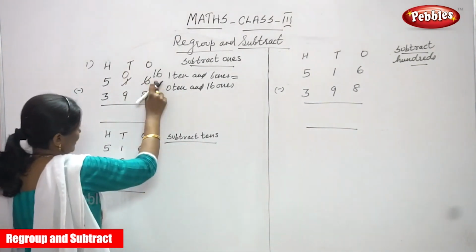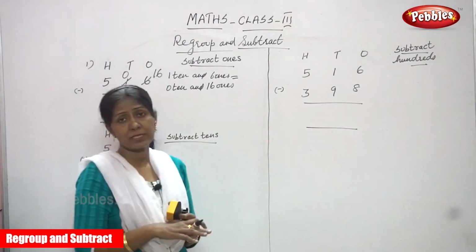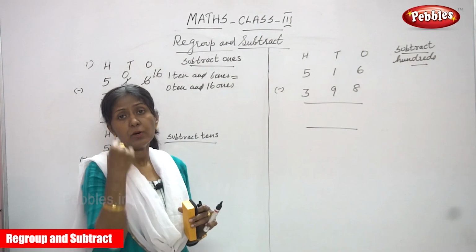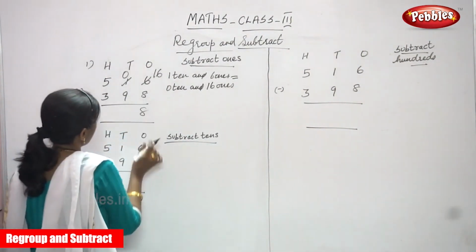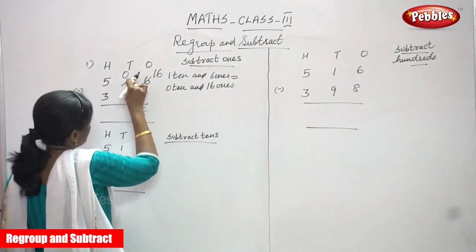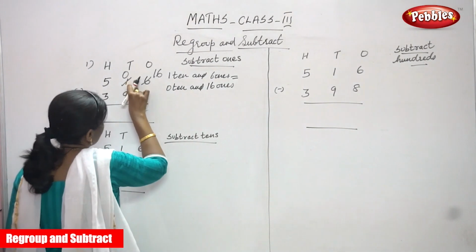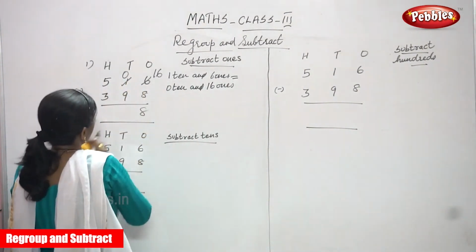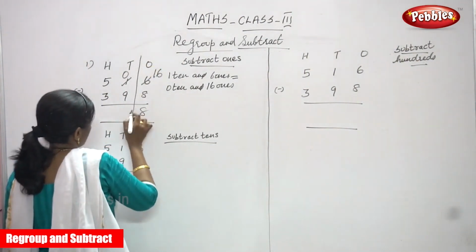So 16 is a greater number, 8 is a smaller number. Now we are going to subtract. So after 8 you have to count 9, 10, 11, 12, 13, 14, 15, 16. So the answer is 8. So 8 I have written. So what is the number in tens place? 0. Now you have to subtract 9 from 0. 0 is not enough to subtract, so you have to borrow from hundreds.